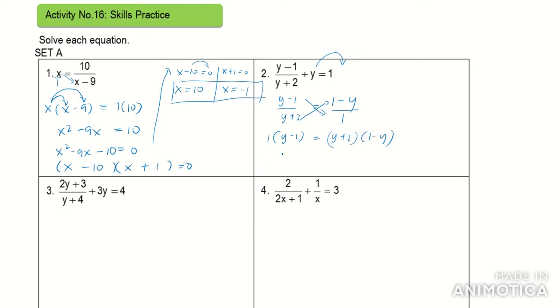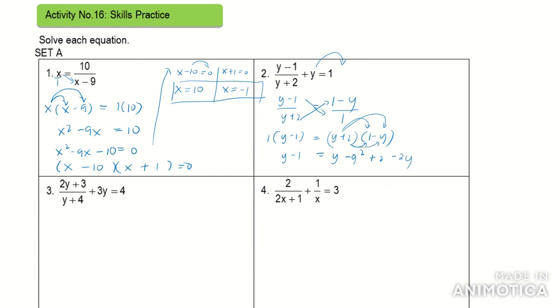So what we have here is 1 minus y, because any number multiplied by 1 is the number itself. Then we apply the FOIL method. y times 1 is equal to y. y times negative y is equal to negative y squared. 2 times 1 is equal to positive 2. Then 2 times negative y is negative 2y.